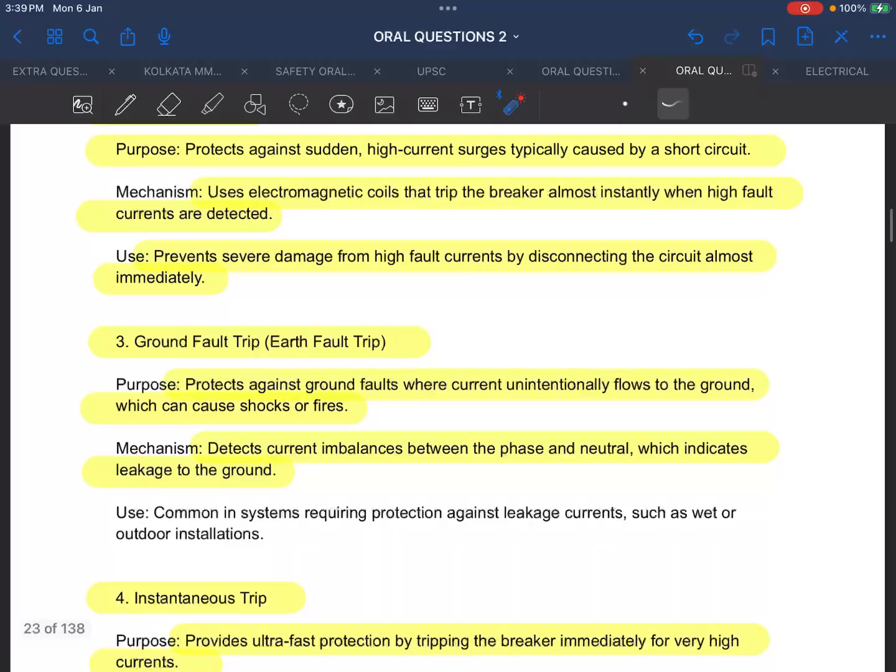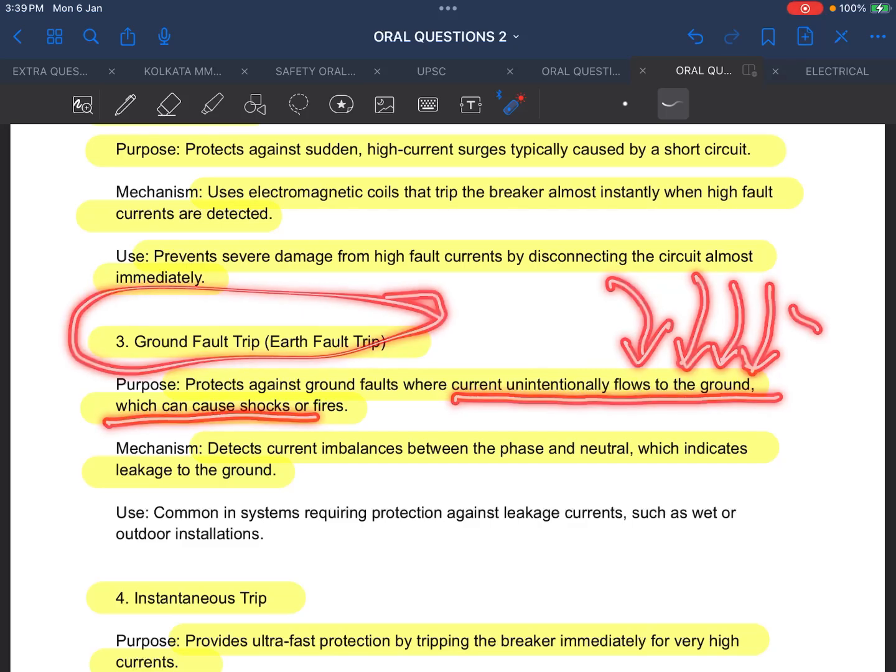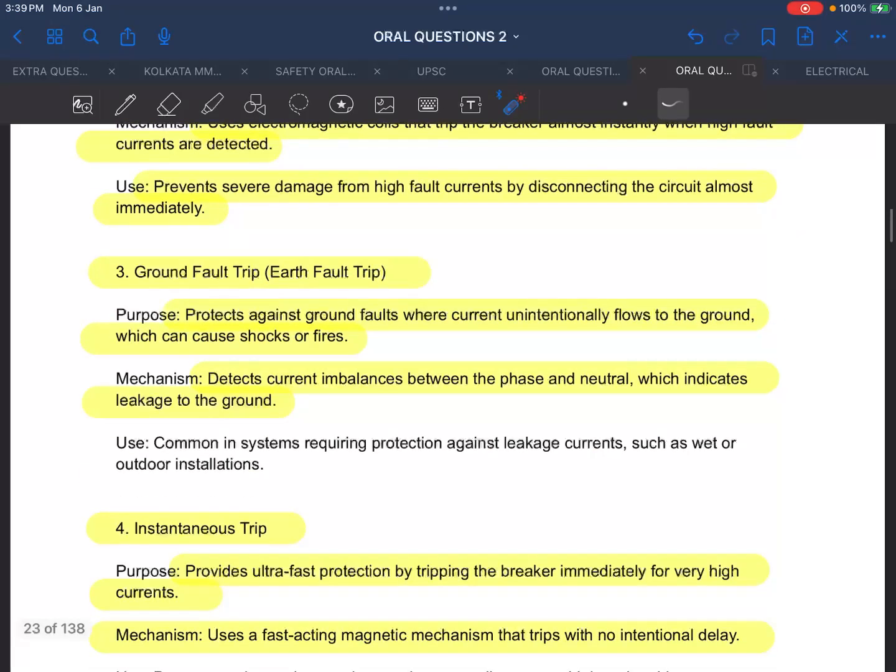Then there is the ground fault trip in the ACB. Ground fault protects us from the fault where current intentionally or unintentionally flows to the ground. It means some wire touching the ground, then current starts flowing from the circuit to the ground because of the low resistance path. If this situation happens, it will trip the circuit and protect the generator or load.